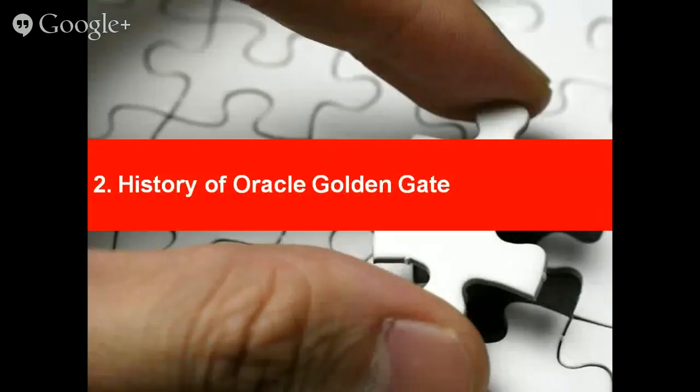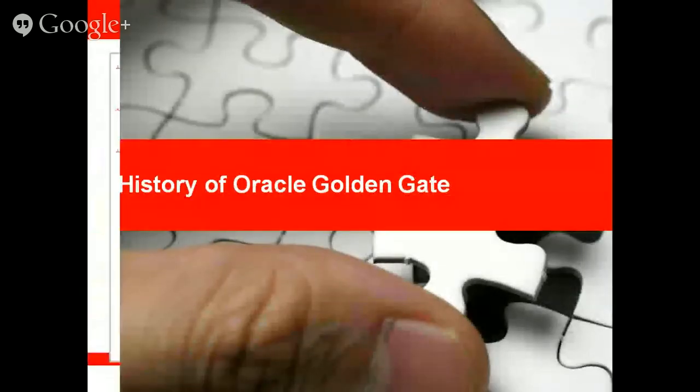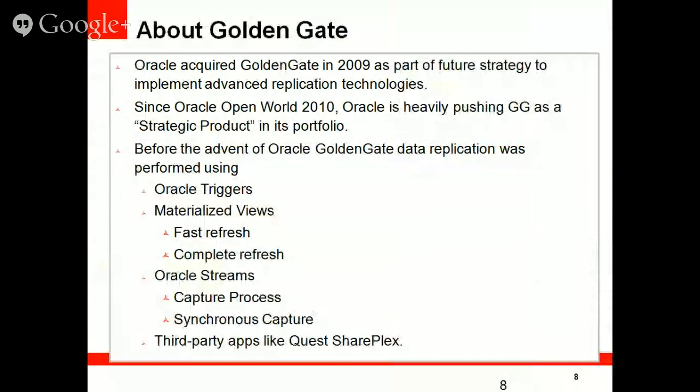Then history of Oracle GoldenGate. So Oracle acquired GoldenGate in 2009 as part of future strategy to implement advanced replication technologies. Since Oracle Open World 2010, Oracle is heavily pushing GoldenGate as a strategic product in its portfolio. Before the advent of Oracle GoldenGate, data replication was performed using triggers, materialized views, and Oracle Streams. And there were third-party applications like Quest Shareplex.